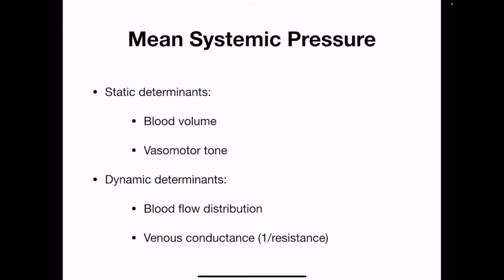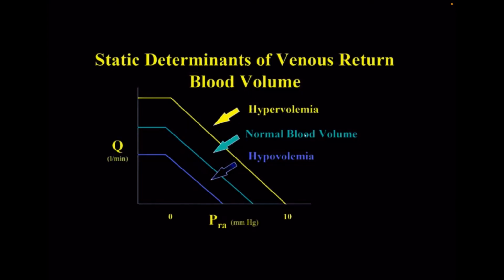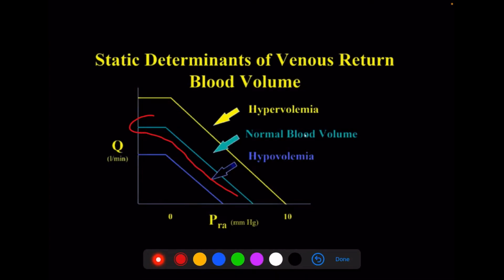Now, the mean systemic pressure has four determinants: two static determinants, that is the blood volume and the vasomotor tone, and the dynamic determinants, which are the blood flow distribution and the venous conductance. Now, the static determinants of the venous return, the first being the blood volume: this blue line represents the normal venous return. If there is hypovolemia, the mean systemic filling pressure reduces, thereby reducing the venous return. And with hypervolemia, it is similarly increased.